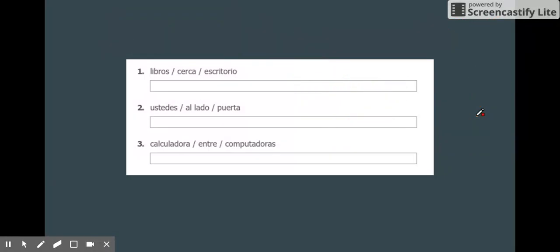The second one, ustedes al lado, puerta. So it'd simply be ustedes están al lado de la puerta. So see if you can basically take these words and make a sentence out of them.